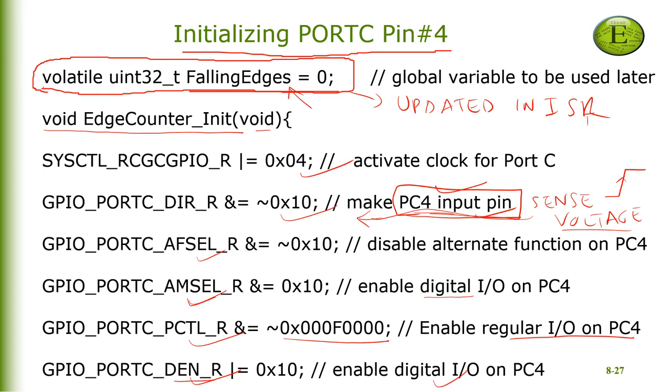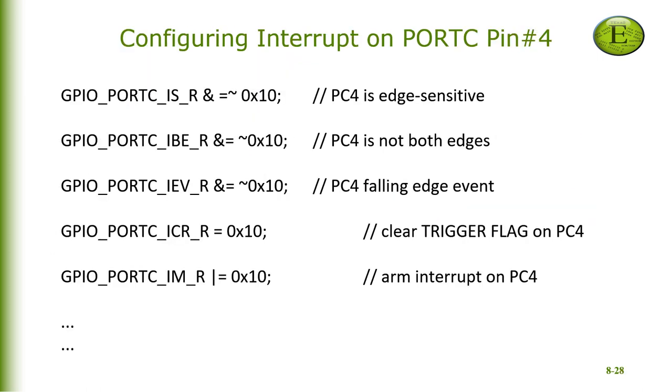So once the initialization routine is done, we can now proceed to the configuration of the interrupts. The first step is to enable the interrupts. So we are enabling the fourth bit of the IM register that contains the ARM bit. A lot of these things can be done in any arbitrary order, but let's just start from here.